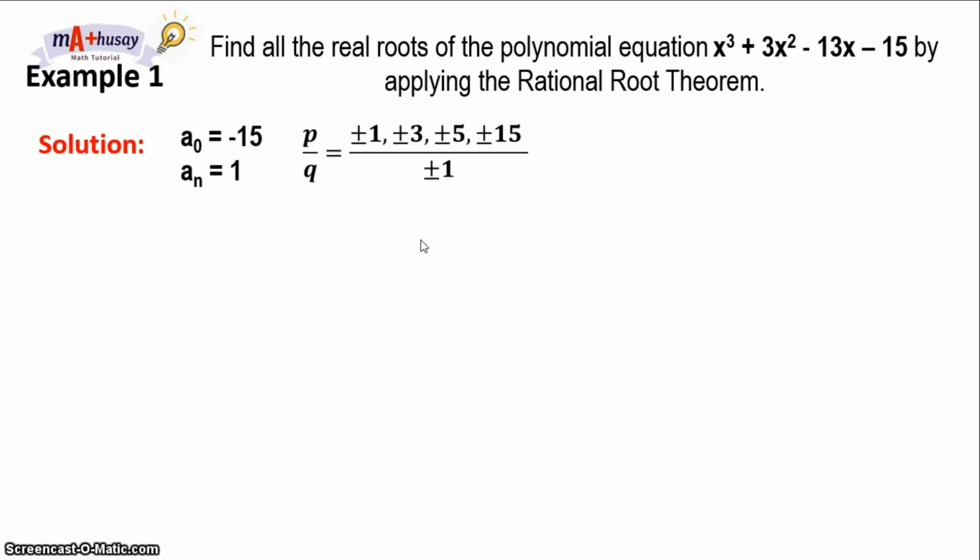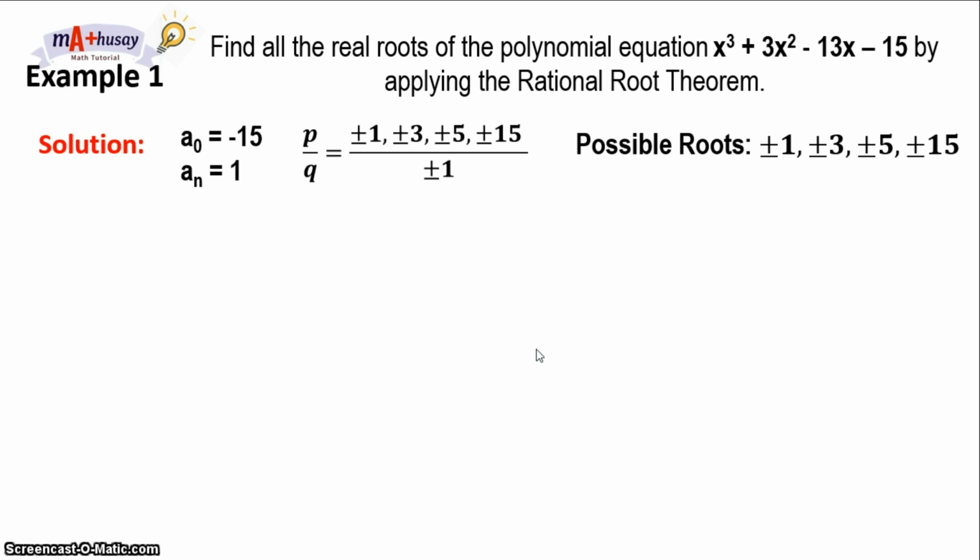So, take note that the rational root theorem tells us that p divided by q in lowest terms is a rational root of p of x. To find the possible roots of p of x, we divide this set of factors of a sub 0 by the factors of a sub n. So, the possible roots are positive or negative 1, positive or negative 3, positive or negative 5, or positive or negative 15.